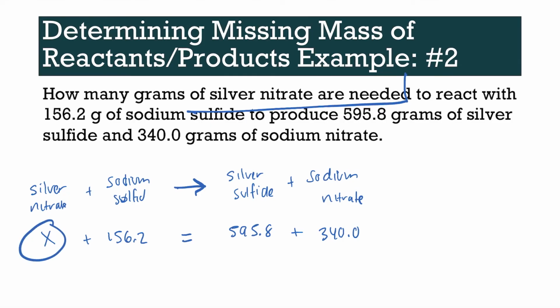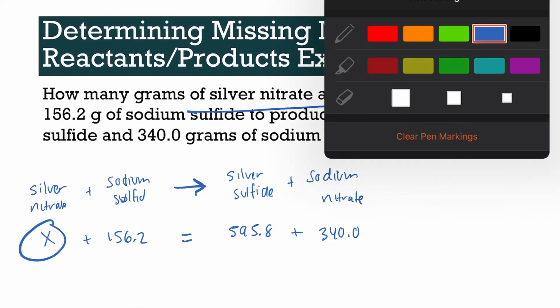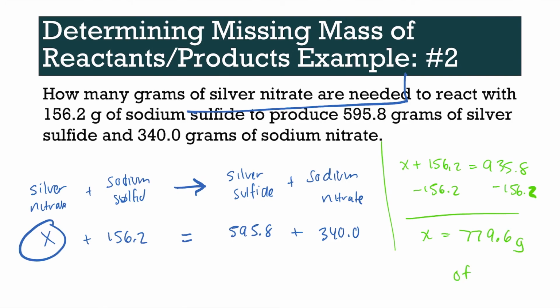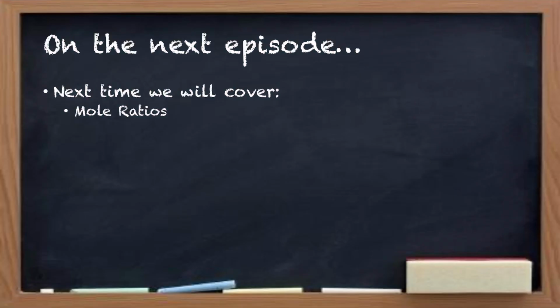Again, here is your simpler-ish algebraic equation. So you get x plus 156.2 is 935.8. Subtract 156.2 on both sides, and you get x is equal to 779.6 grams of silver nitrate. Again, as long as you know what's before the arrow and what's after the arrow, that's all you need to know. So we're going to practice with this for some time in class.